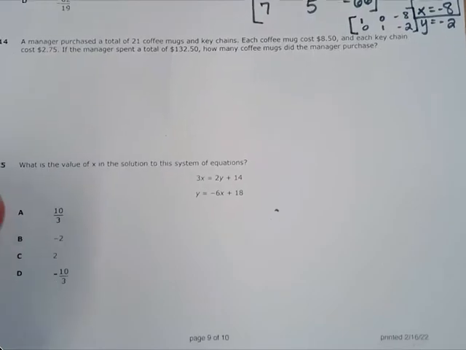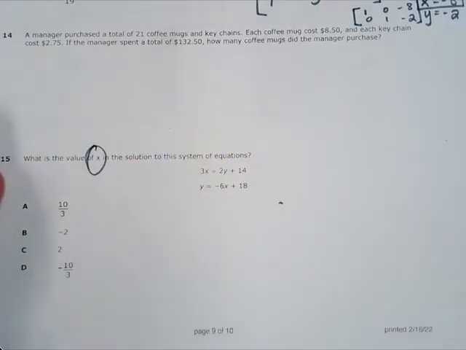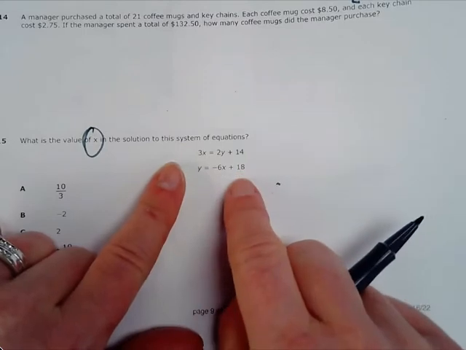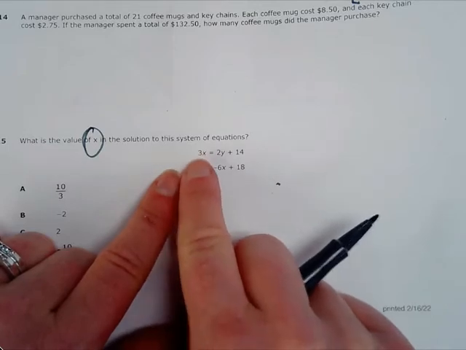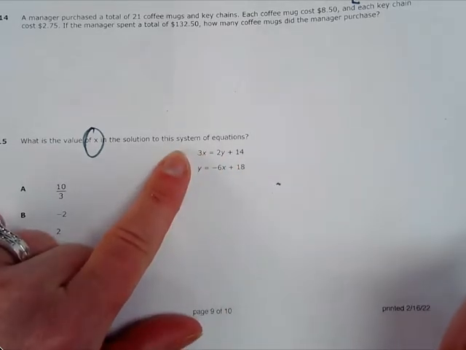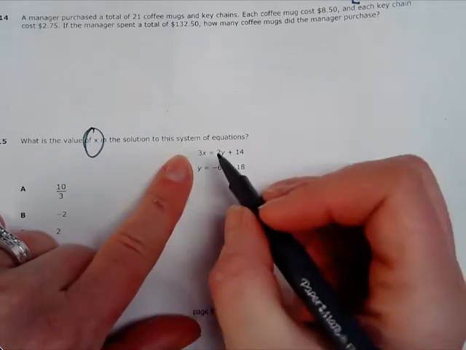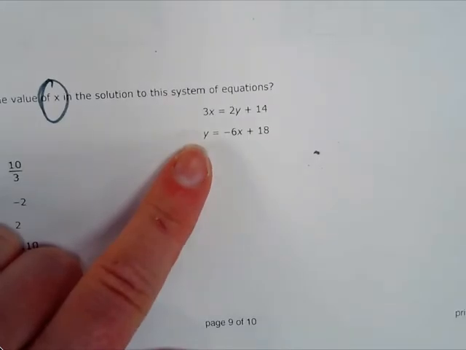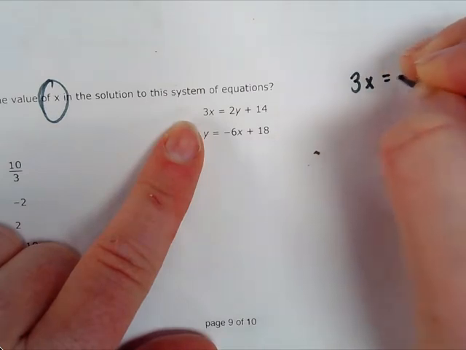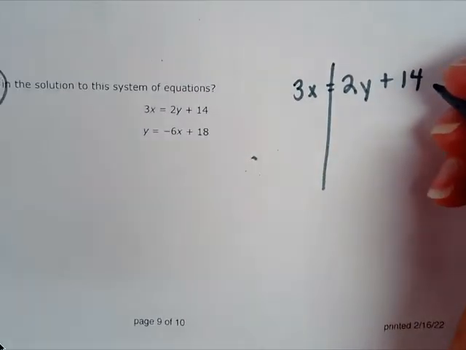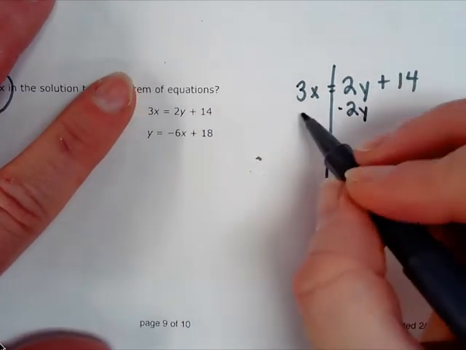Number 15 is similar to the other ones. It says, what is the value of x in the solution? This one, you can do the same thing. You can get in that ax plus by equals c, or you could solve the first one for y equals. So let's say I want to graph this and find the intersection point. Let's do it that way. So this one would need to be solved for y. So we're going to subtract 2y on both sides.